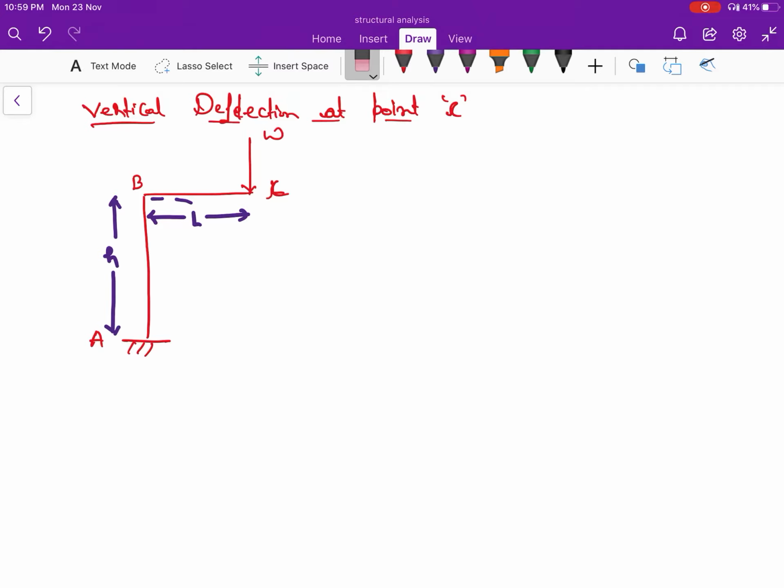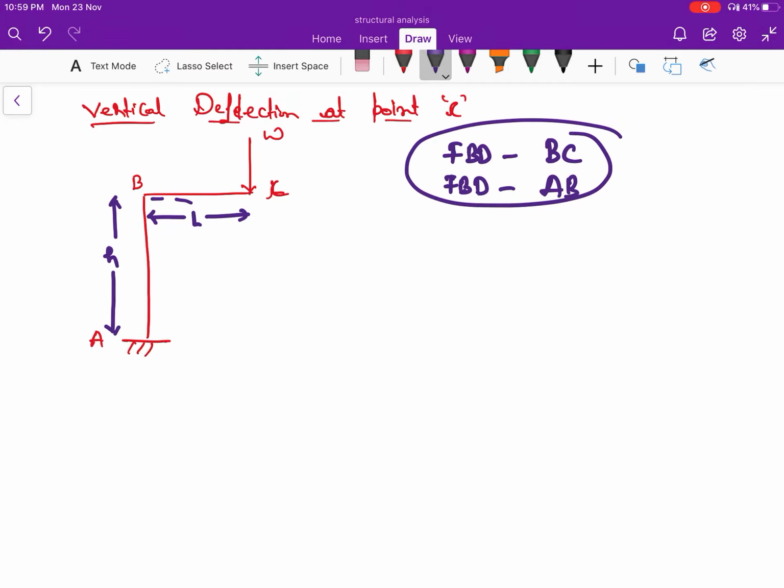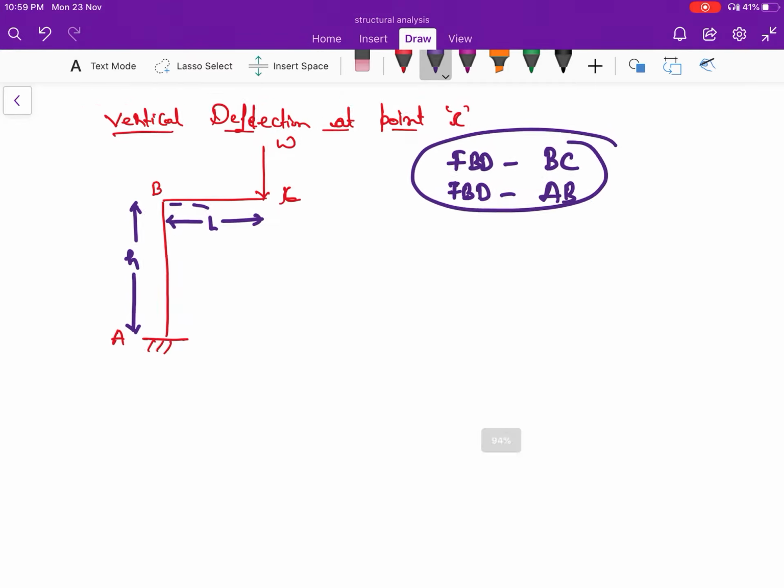So after getting this, we need to separate each and every element. I mean, we need to draw a free body diagram. We need to draw one free body diagram for BC, as well as a free body diagram for member AB. These are the two things we need to find. Okay, let me start with the value of BC.